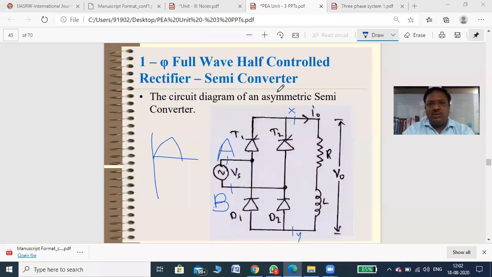Anyone, unmute and try to explain the working of the single phase, full wave, half controlled semi converter, that is asymmetric. You can even explain symmetric, no problem. But at least try to explain.